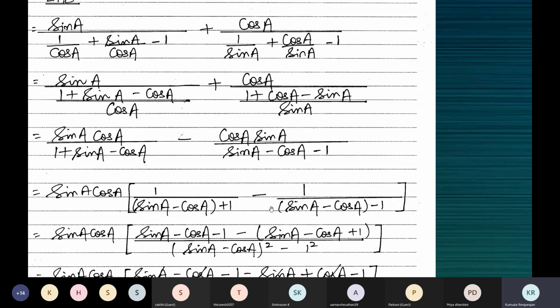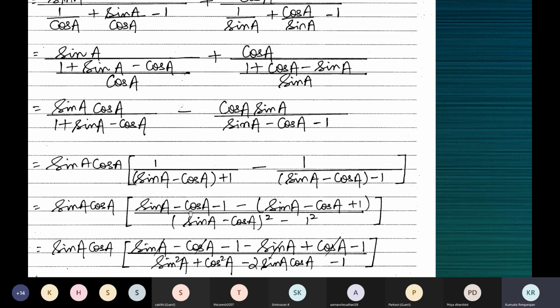All these terms, children, sin A minus cos A minus 1 up here, and this one here has a minus sign, so in a bracket. Once you do till here, sin A cos A is common, which is already there. On simplifying, you get sin A minus cos A minus 1, minus into sin A is minus sin A, minus into minus plus cos A, minus into plus minus 1. Then plus sin A minus cos A plus cos A gets cancelled. Minus 1, minus 1 is minus 2.